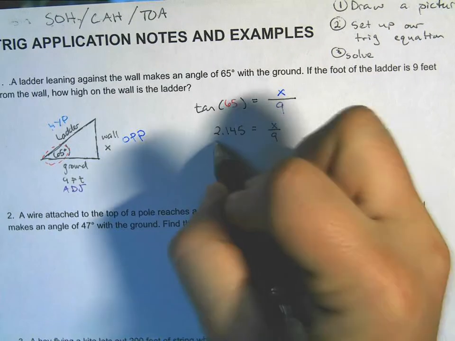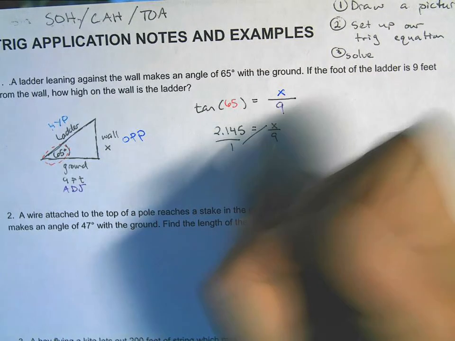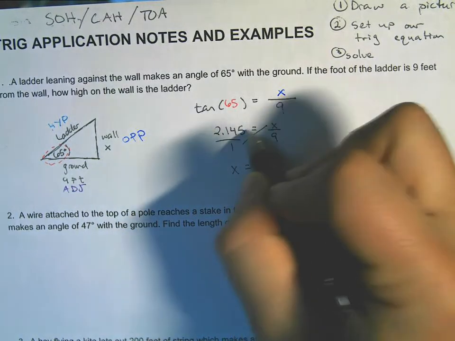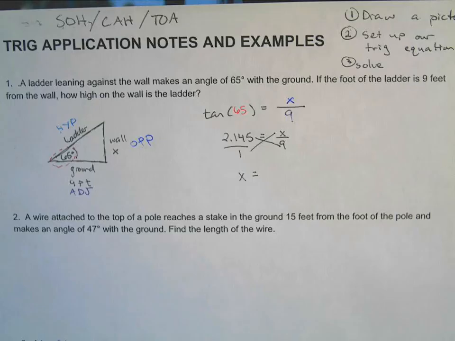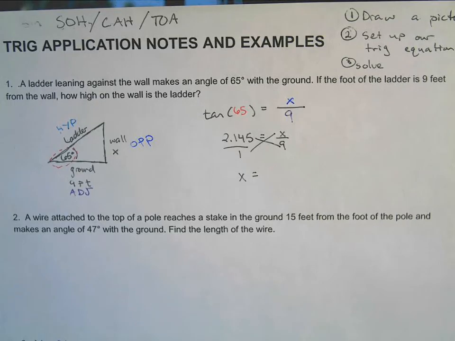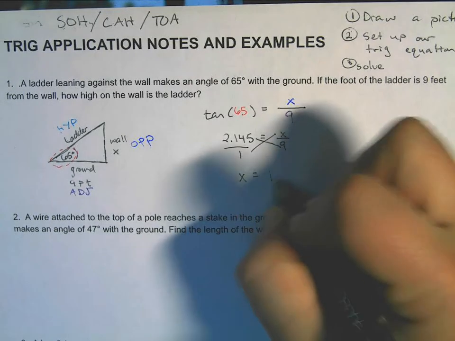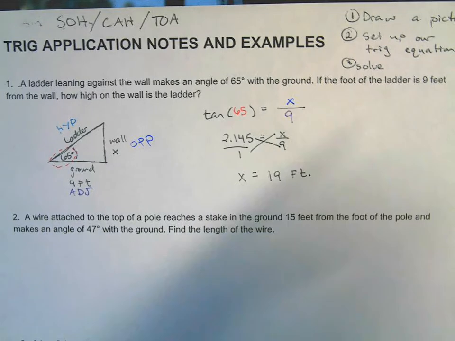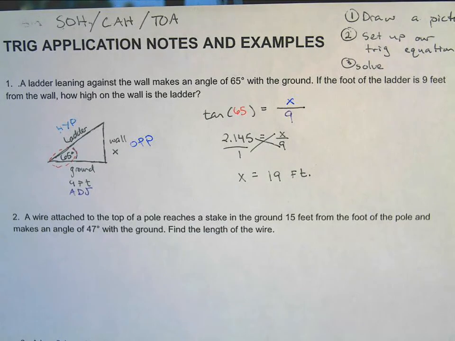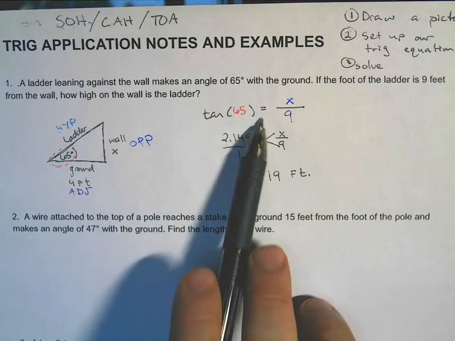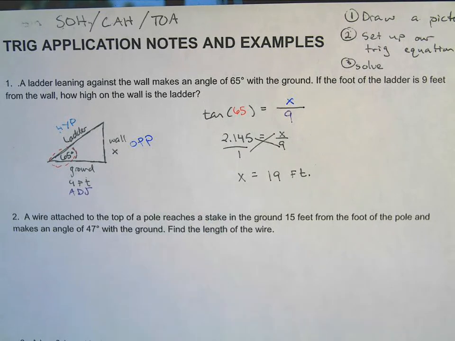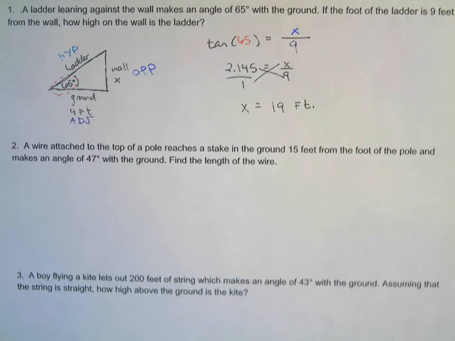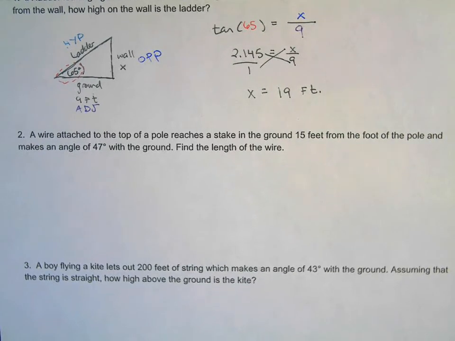Now we'll just set up for cross multiplying and solving. So I get 1 times x is equal to 9 times 2.145. 9 times 2.145 is equal to about 19 feet. And then we're done. So we draw a picture, we set up our equation, we solve accordingly. Okay, let's do another one.